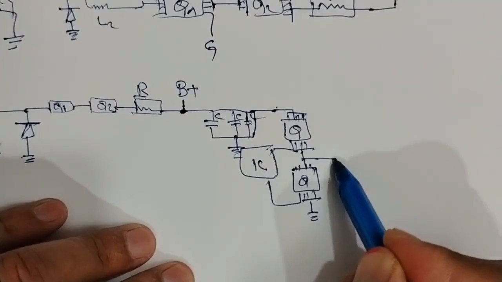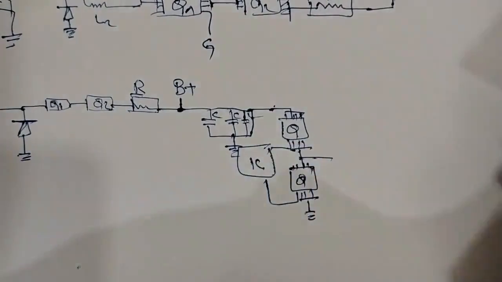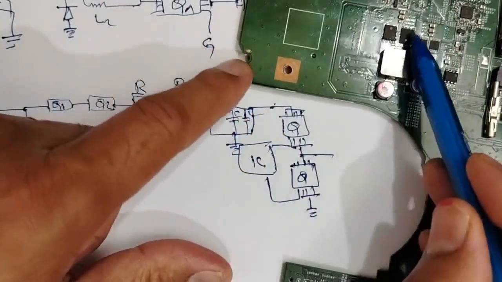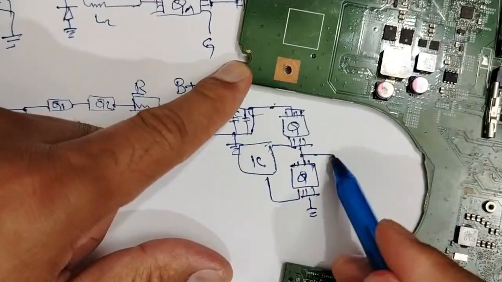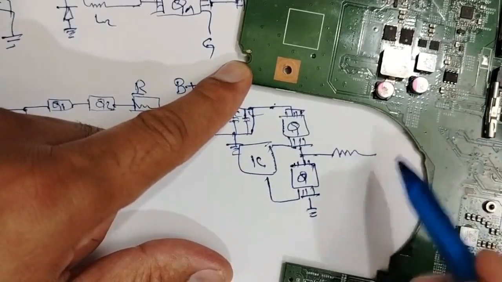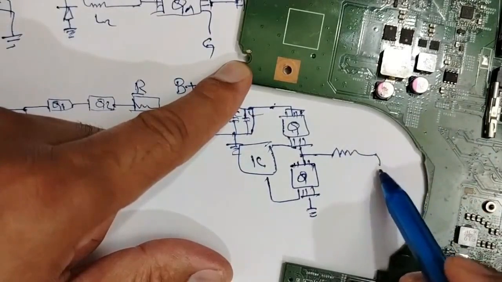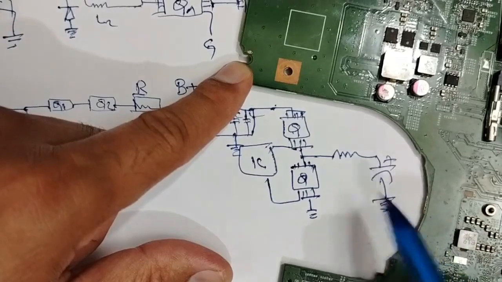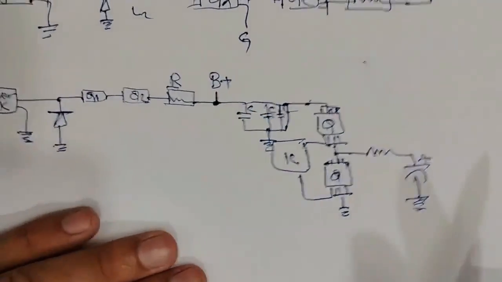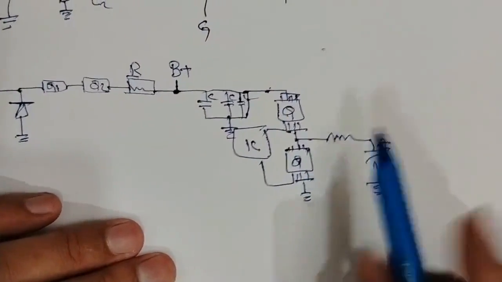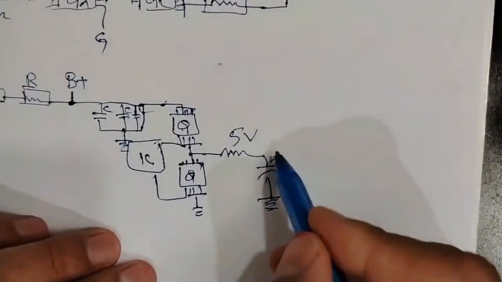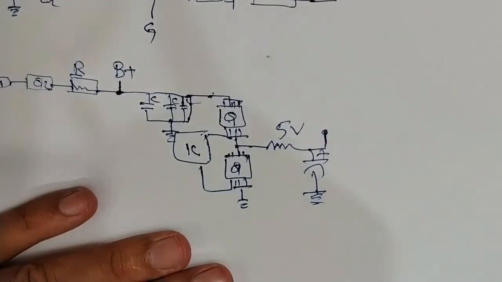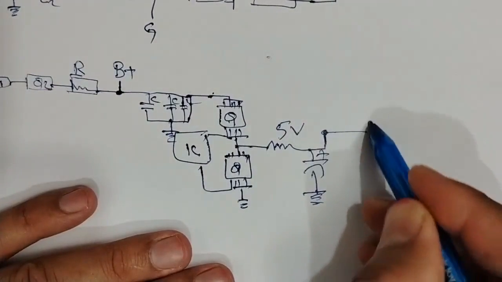From here, these 2 MOSFETs, as you see here, my friends, are connected to this inductor. So we have here the inductor, and then the electrolytic capacitor connected to the ground. Nice. From this inductor we will get 5 volts, and of course here we have 5 volts. This 5 volt will be applied to another IC.